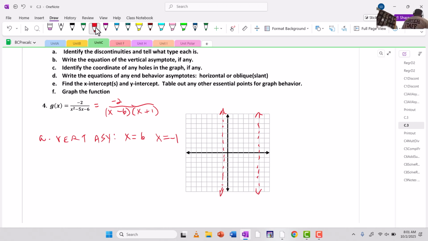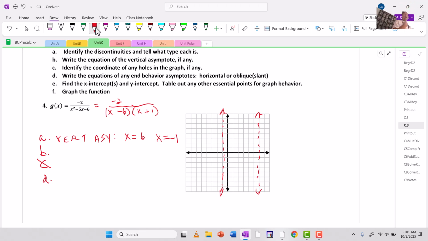All right, write the equation of, okay, so that's A and B. There's a little bit of redundancy in this. I mean, if you just combine A and B and just say x equals 6 and x equals -1 for asymptotes, you took care of B as well. All right, identify any holes. None. So C is out, because I don't have canceling factors.